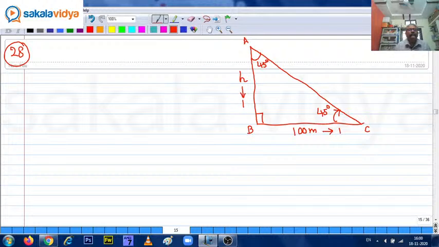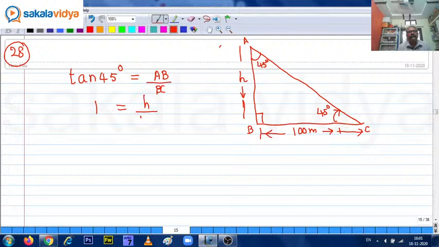So now tan 45 equals opposite side AB over the adjacent side BC. So this will be 100, this distance. This is height h, you say. So tan 45 is 1, h by 100. This h is equal to 100.